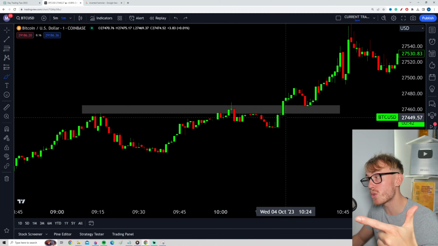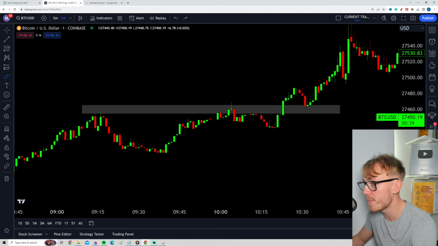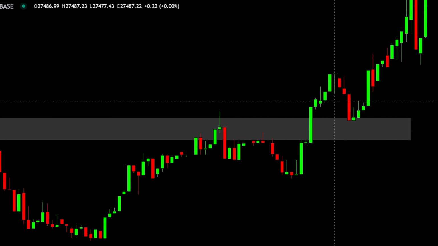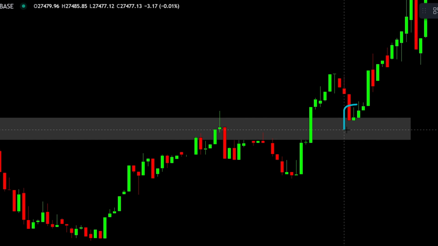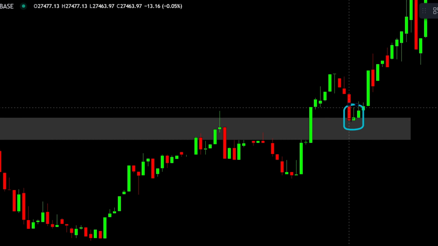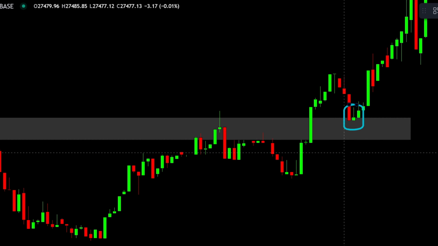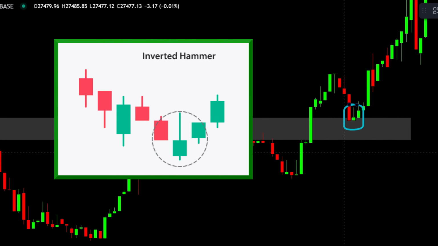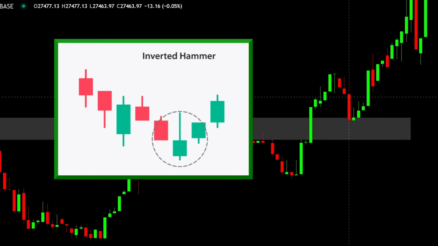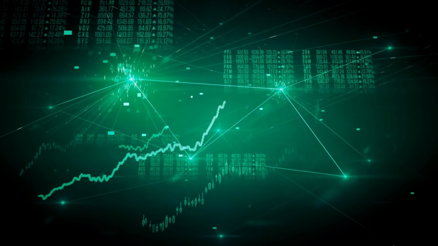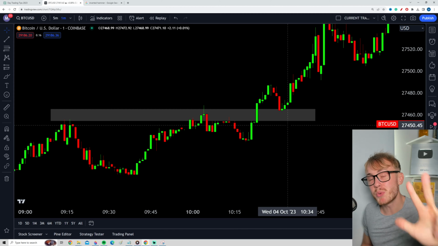So now we have 2 confluences happening at the same time. The third thing we can actually use in this example is that when we came down and tested the support, you can see that we actually printed a candlestick pattern. So this right here is price action. Candlestick patterns are related to price action. And the specific pattern we printed right here was an inverted hammer. And the inverted hammer is a Japanese candlestick pattern indicating a potential reversal to the upside. So now we have 3 confluences.